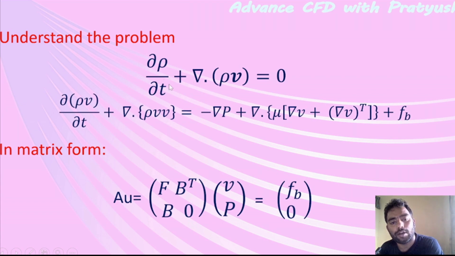If we want to write these two equations in matrix form, we can write it here. You can see that fv is the body force and 0 is from the continuity, and v and p are the velocity component and pressure component, and the different coefficients of the velocity and pressure can be written in this form. This is just a simplified matrix form of the two above equations. If you multiply this matrix with V and P, the first row gives the momentum equation, and from the second row we get the continuity equation.